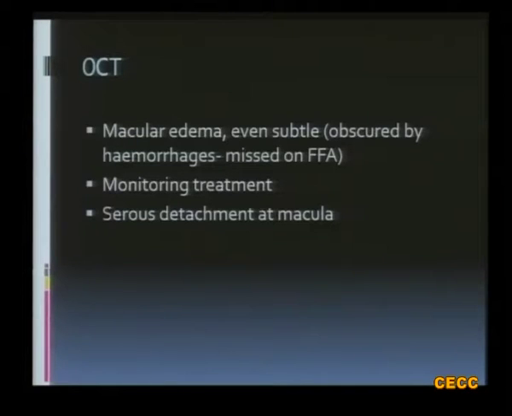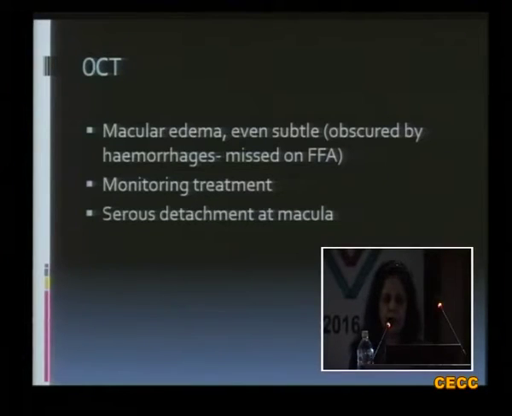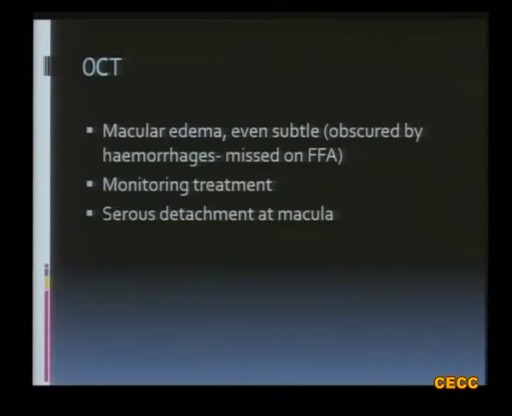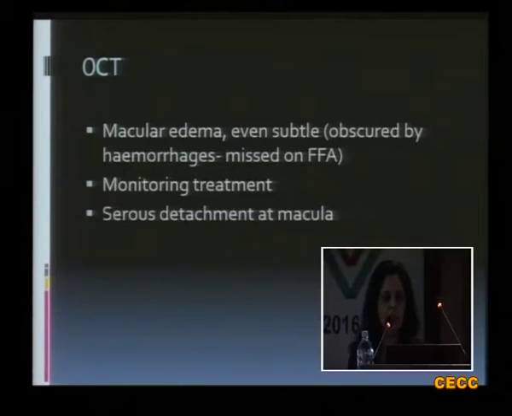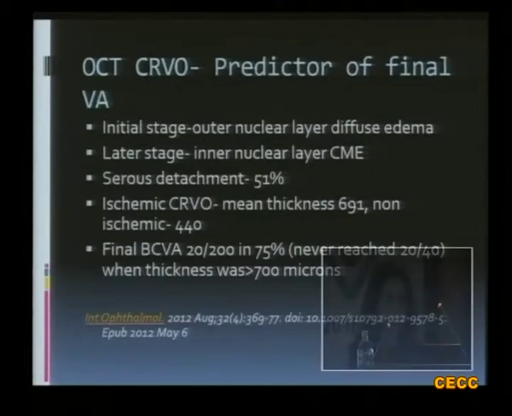OCT is required in these cases of vascular occlusion to detect macular edema, which may many times be obscured because of hemorrhages. And in such cases, not just gross edema, OCT can also diagnose very subtle edemas. And obviously, it is a very important tool for monitoring treatment. It will also detect a serous detachment at the macula, which may otherwise be missed. And again, this is required to give a prognosis to the patient.